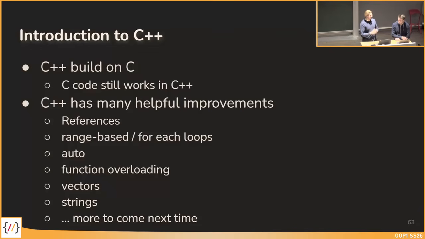All right, so this was, I would say, an intense introduction to C++. A lot of content. Remember that every C code also works in C++, but we have a lot of new or additional improvements and concepts that we can now use in C++. We've talked about references, range-based loops, auto, which is quite useful, also function overloading and default parameters, and the nice data types, vectors and strings.